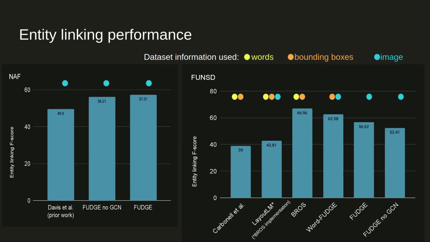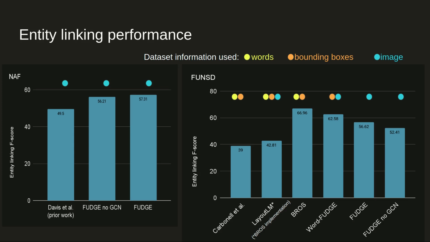We'll look at entity linking first. We are so far the only ones to use the NAF dataset, which we introduced in our previous paper, which, as a little shout out, we would very much appreciate if people used it. We outperform our prior work, which isn't terribly interesting. On the FUDGE dataset, we can see that while BROS has a significant improvement in performance over prior methods, Word-FUDGE approaches its performance. BROS was a model pre-trained on millions of documents, whereas FUDGE was trained on only the FUDGE dataset.